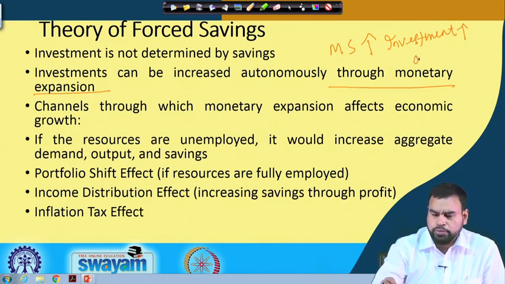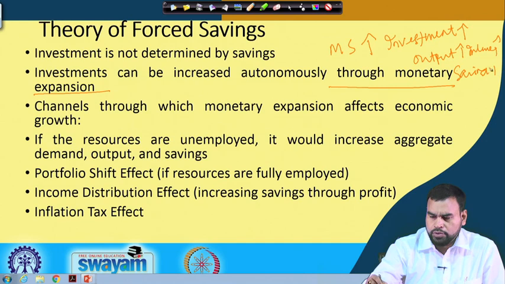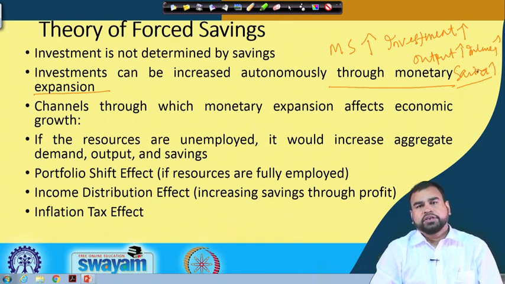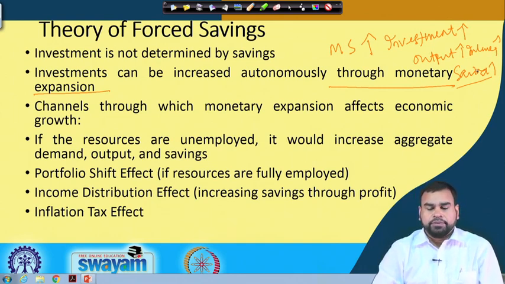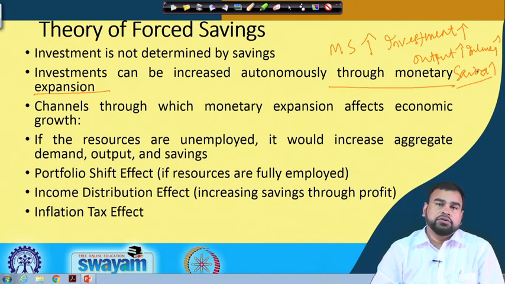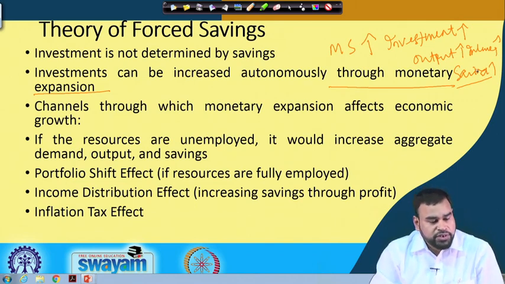If investment goes up, then the output will go up. If the output goes up, then the income will go up. If income goes up, then obviously the savings will go up. So, that is the argument it gives. That means we can exogenously change the money supply. Then if you exogenously change the money supply, what will happen? It will have an impact on investment behavior at large, and finally, the savings also get affected. That is what this particular theory argues.